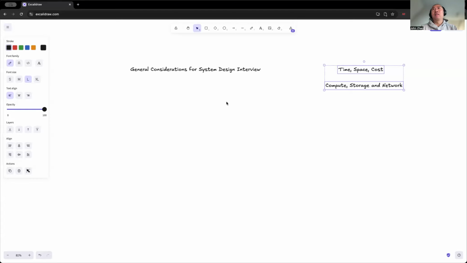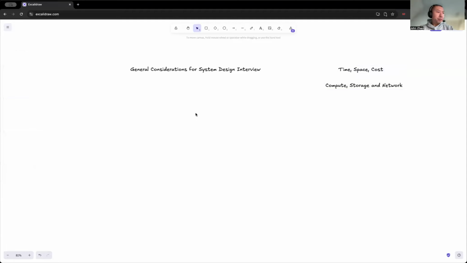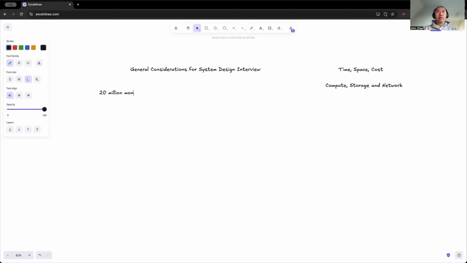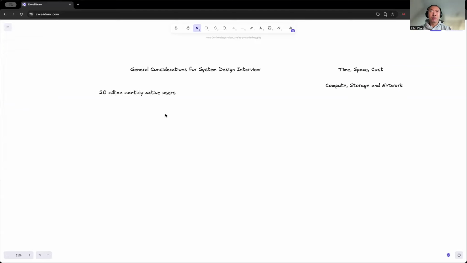So let's walk through some general design concepts without any given topic, but let's try to think from the user perspective. Let's say 20 million monthly active users for any given system. So we'll see where it leaves us.